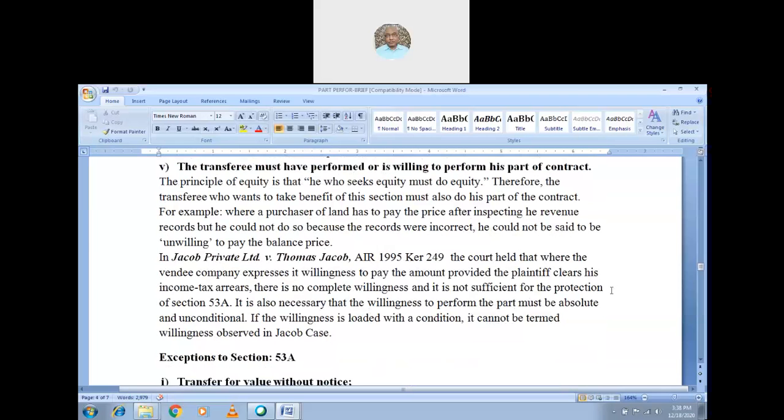The court held in Jacob Private Limited versus Thomas Jacob, AIR 1995 Kerala 249, that where the vendee company expresses its willingness to pay the amount provided the plaintiff clears his income tax arrears, there is no complete willingness and it is not sufficient for the protection of Section 53A. It is also necessary that the willingness to perform the part must be absolute and unconditional. If the willingness is loaded with a condition, it cannot be termed a willingness, as observed in the Jacob case.